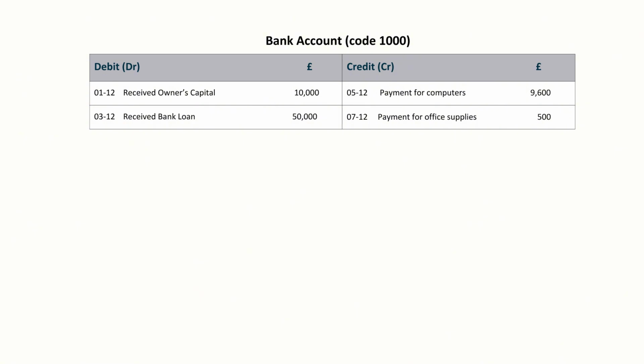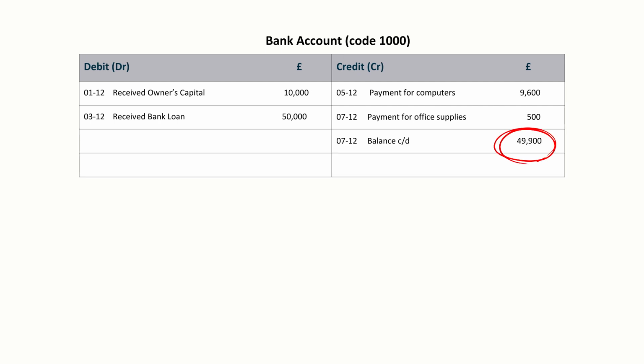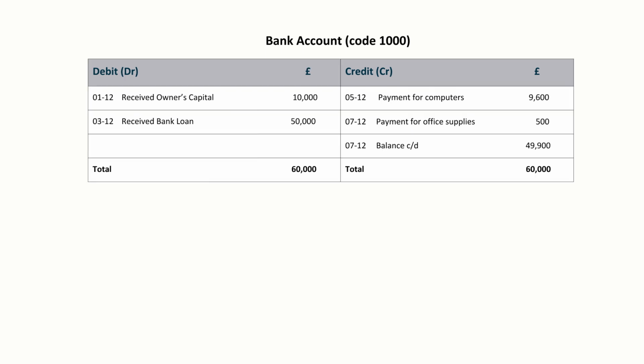First, we total both sides of the account, all the debits and all the credits. Then, we calculate the difference between them. The total on the debit side is £60,000 and the total on the credit side is £10,100. The difference between them is £49,900, which is £60,000 minus £10,100. It's the balance that needs to be entered into the bank account to make both sides equal. The difference is what we call the balance carried down. This is entered on the side with the smaller total, so that both sides equal the same amount.